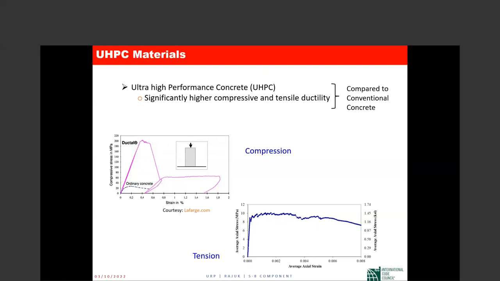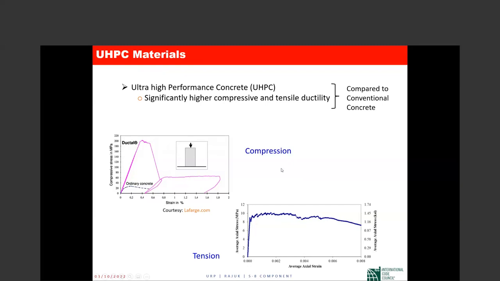Also, once it begins to fail, you notice that it maintains some level of capacity. In other words, if you look at the purple curve, you notice that after the curve goes down, after it has dropped, we still have about 60 megapascal capacity until we go to relatively large strain. So this is under compression.